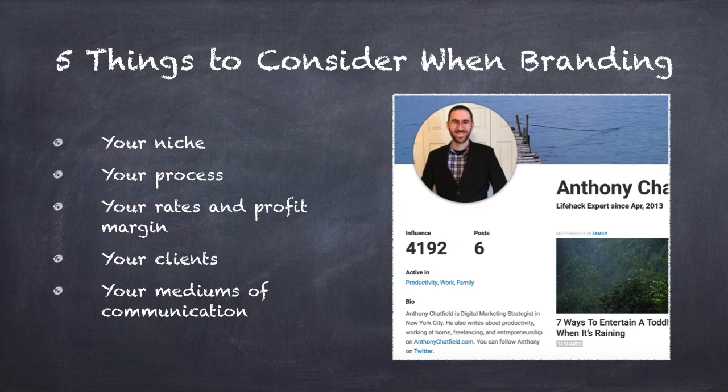Getting a little more broad, there are 5 things you should be considering when branding. Specifically, what your niche is. This is something I was not great at. I would just take whatever work came my way. These days, I think of myself as an expert in things like productivity. I get a lot done, and I like writing about it. And to some degree, working from home.